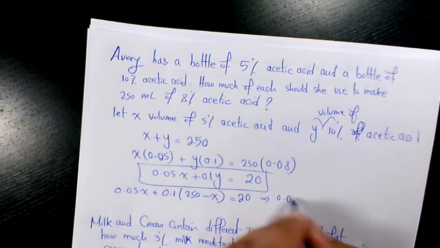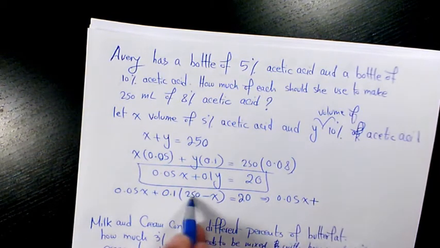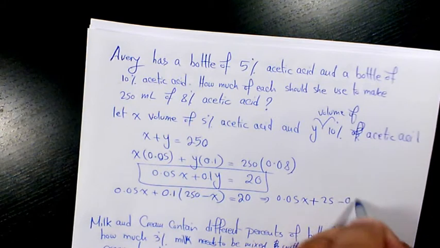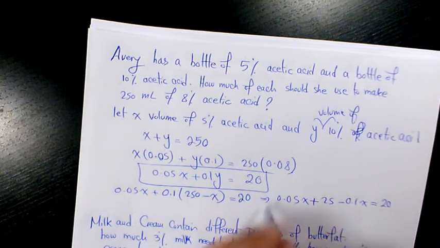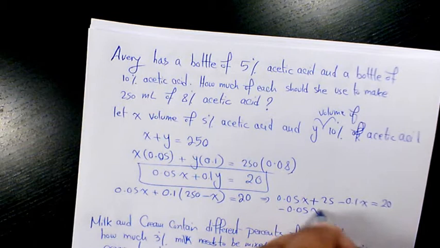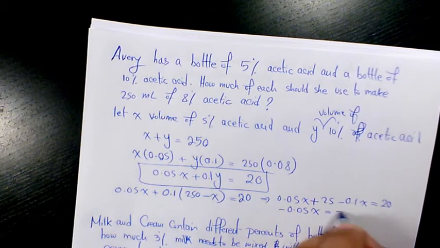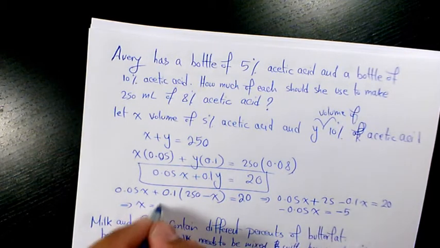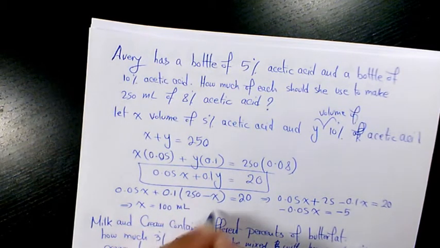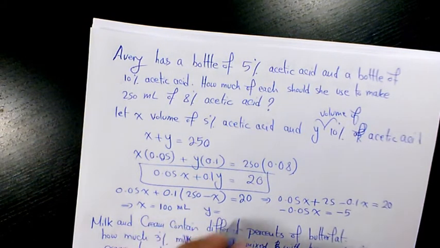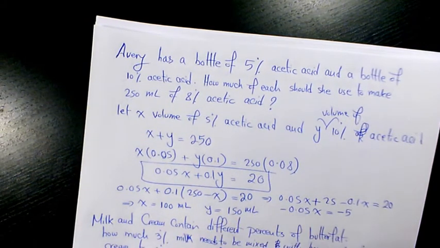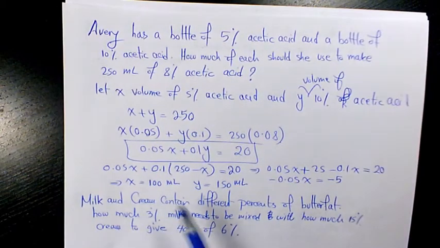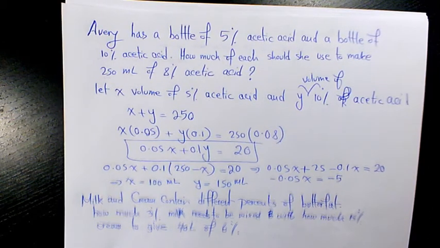Therefore, 0.05x plus 250 times 0.1 is 25 minus 0.1x equals 20. I'm going to say negative 0.05x. 20 minus 25 is going to be negative 5. So x will be negative 5 divided by negative 0.05, which is 100 milliliters. And y will be 250 minus 100, 150 milliliters. So we have 100 milliliters of 5% acetic acid and 150 milliliters of 10% acetic acid.